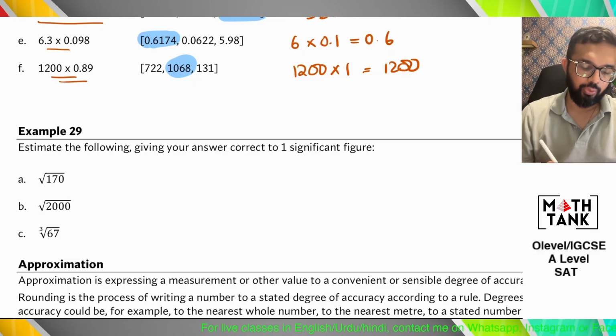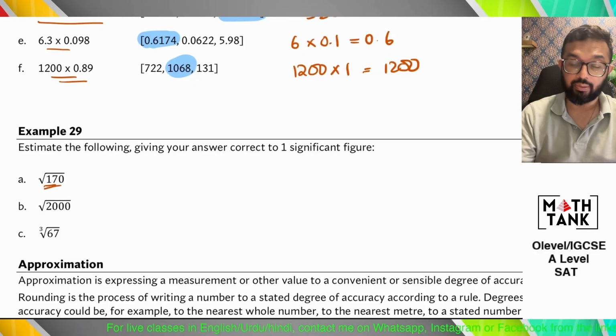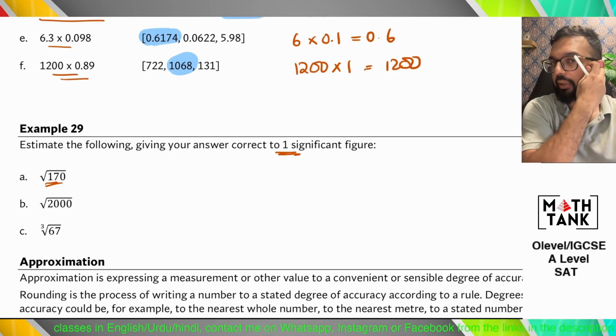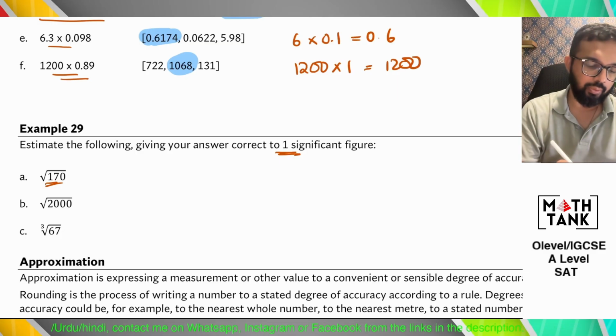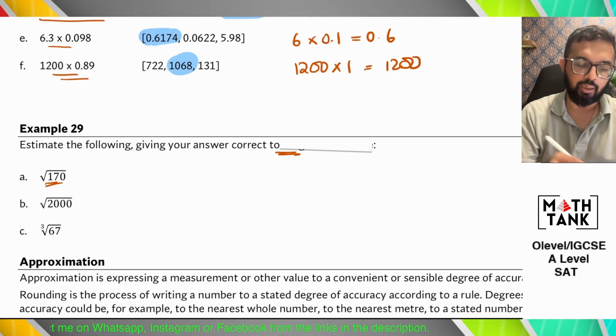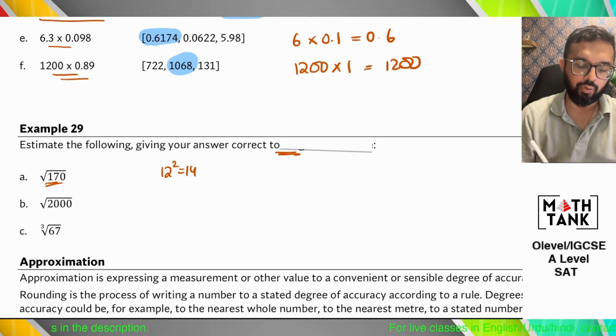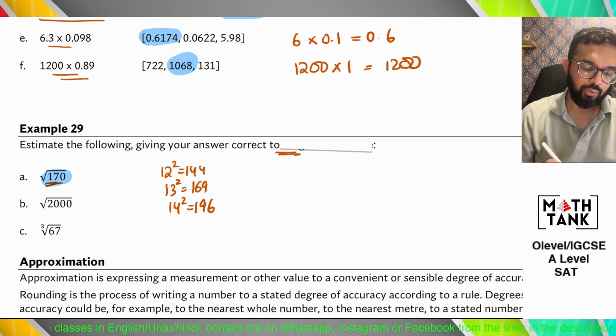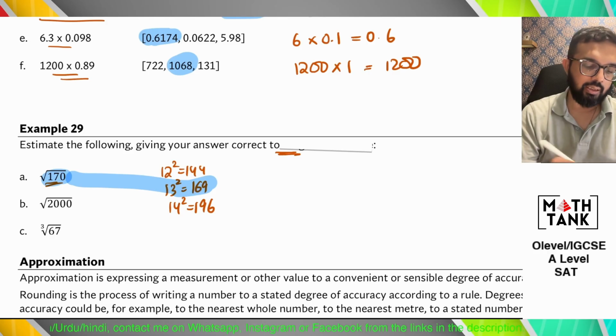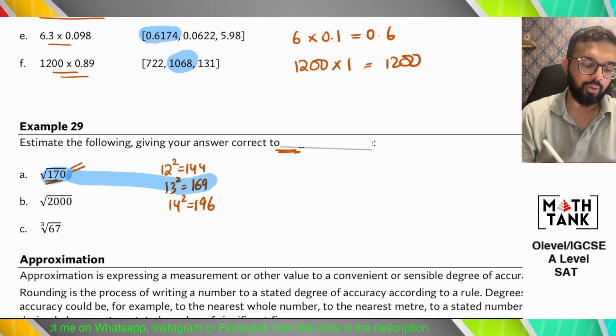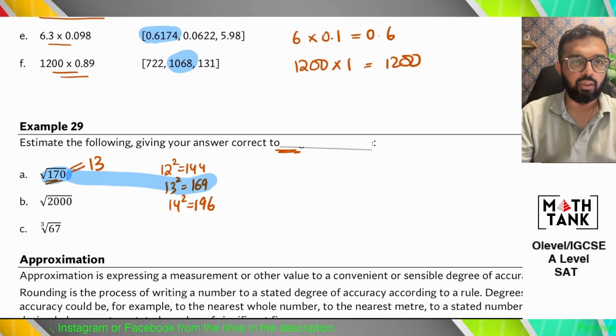Okay, the root of 170. Now, how do I know what this is closest to? I want to round off to one significant figure. I haven't told you what significant figures are right now, so let's just keep that aside. Let's just be estimating root of 170. I know from my squares that 12 square is 144, 13 square is 169, and 14 square is 196. This falls closest to 169. So I can say that approximately 13 should be the correct answer.